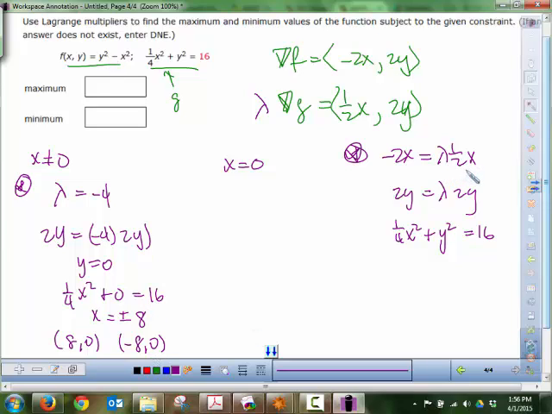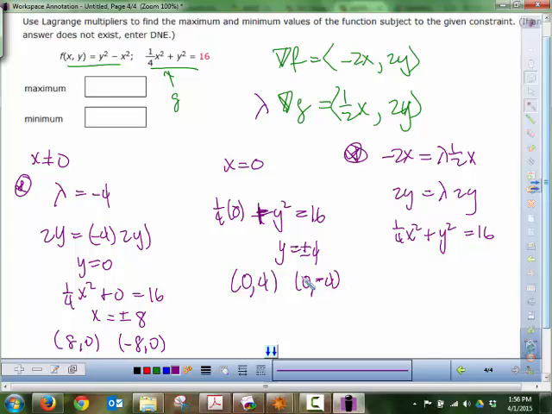So our other option, if x was equal to 0, then the first equation wouldn't give us anything. The second equation wouldn't give us anything either. But if we put it into the third equation, we can get y. So y is equal to plus or minus 4. So we have 0, 4, and 0, negative 4.